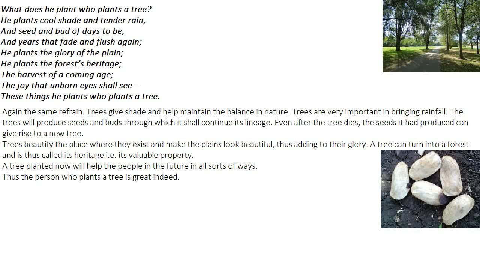Now these seeds fall on the ground and a new tree grows there. Okay, so one tree can give rise to so many trees. So this is what these two lines mean. And years that fade and flush again. So this tree will die in the years, but then from the seeds of that tree, a new tree is going to come about in the years to follow.